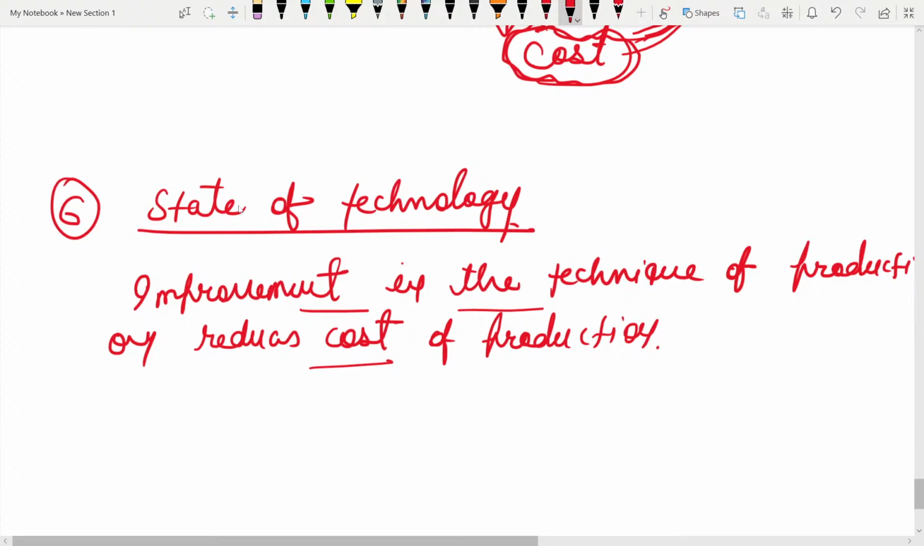Okay, so consequently we can see more of the commodity is supplied at existing price. So more of the quantity is supplied at existing price.